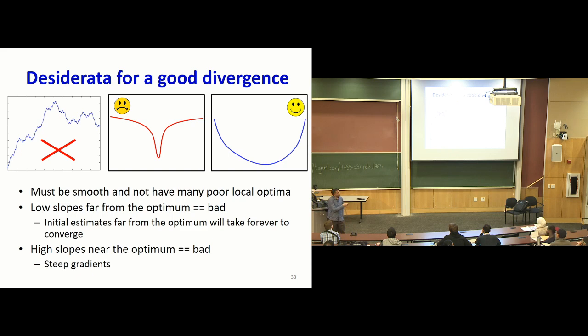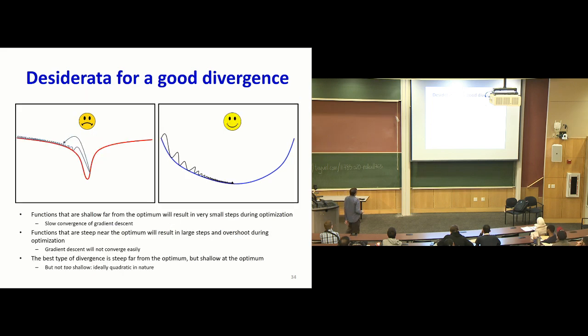The ideal shape for the divergence function is going to be like this, which is a nice bowl where far away from the minimum it's steep, and close to the minimum it's kind of shallow, but not too shallow, right? So here are the desiderata for a good divergence. If you have something like this, this is not good. You're going to take lots of tiny steps initially, and then when you get near the minimum, you're going to begin jumping around and maybe just get out of the valley altogether. This is a much nicer function, right? And so we have to worry about the nature of the divergence itself, okay?